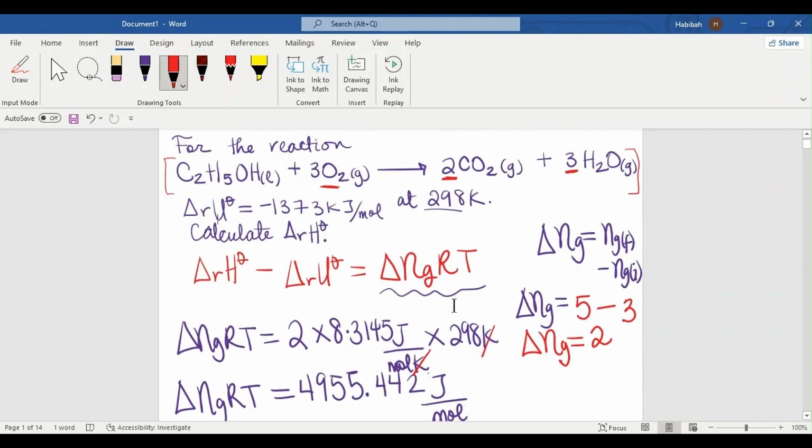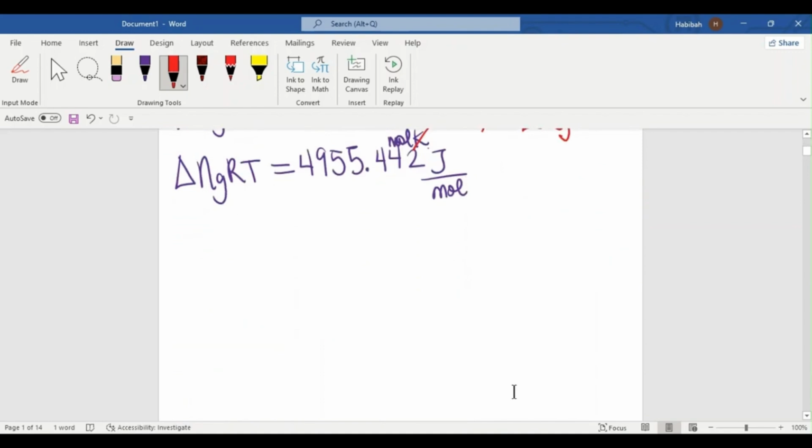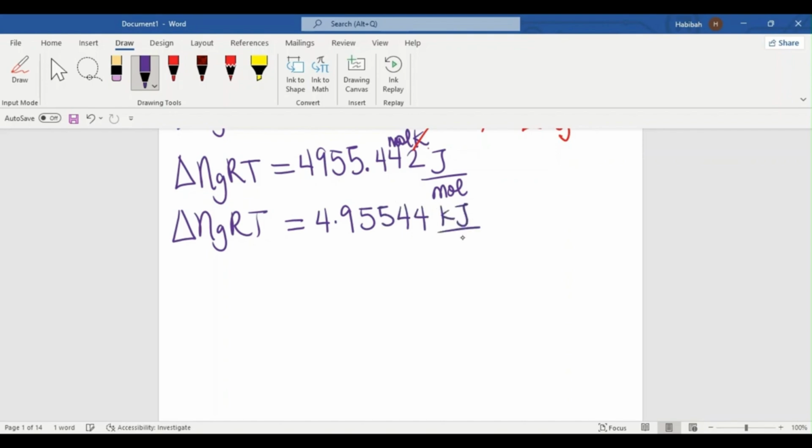But before we go there, we have to remember that the change in internal energy of the reaction was given to us as negative 1373 kilojoule per mole. We're given that value in kilojoules, and we have our current information in joules. So we have to go from joules to kilojoules. We just simply divide by 1000, and we end up getting this information right here to be 4.95544 kilojoule per mole.